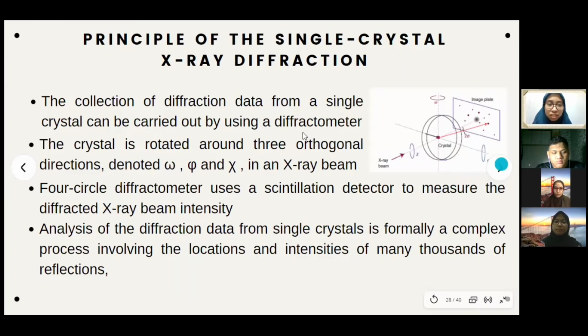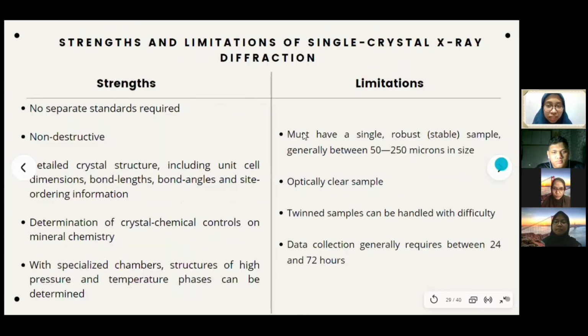Okay, there are also strengths and limitations for single crystal X-ray diffraction. The strength is that no separate standard is required, it is non-destructive, and it gives detailed crystal structure including unit cell dimensions, bond lengths, bond angles, and site ordering information.